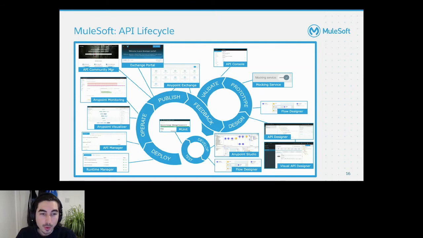Then you deploy into Runtime Manager. You will grab that application that you created locally, and you will deploy into Runtime Manager. And you can use API Manager to enforce policies on those applications. All of this, you can see it through Anypoint Visualizer. You will see the architecture and the troubleshooting you can do in Visualizer. And then you can also have Anypoint Monitoring if you want to drill down into what is going on with that application. Finally, you have your application published into the API Community Manager or into the Exchange portal. That's the place where you will discover your assets.